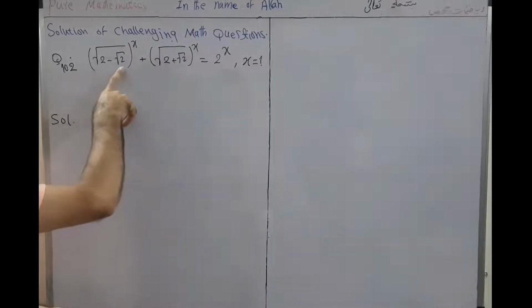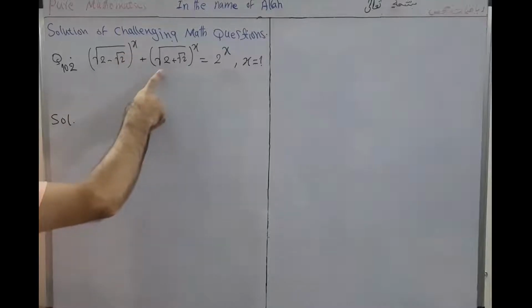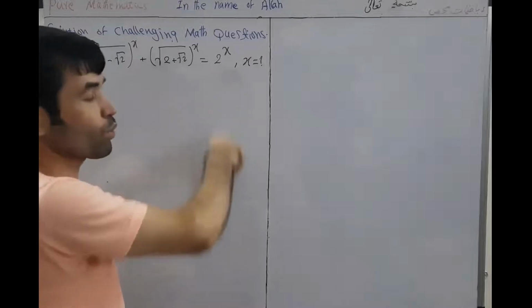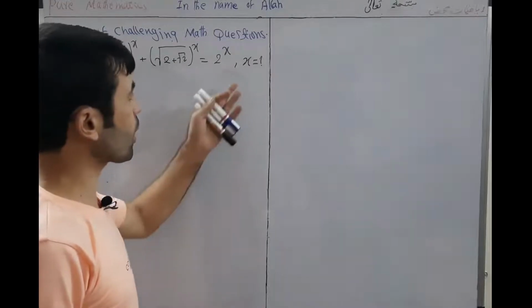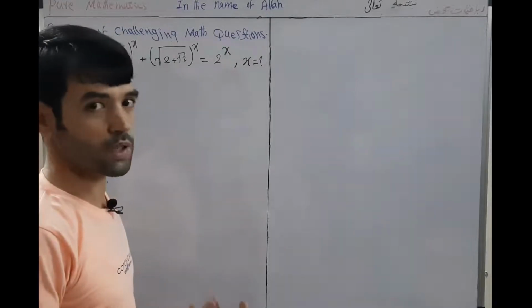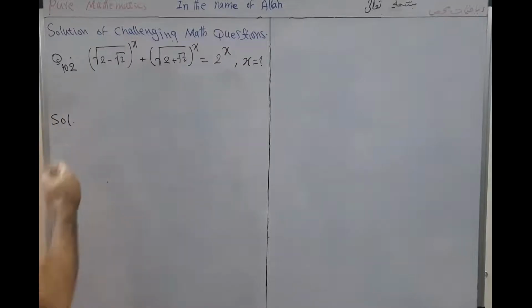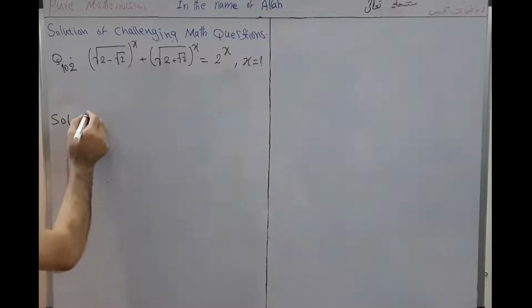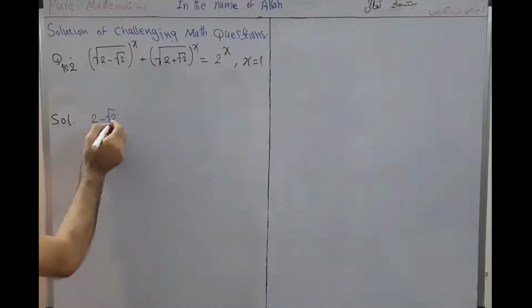Here we have a question: (√(2−√2))^x + (√(2+√2))^x = 2^x. Now here we want to find the value of x. X is equal to how much? Solution: we can write √(2−√2).